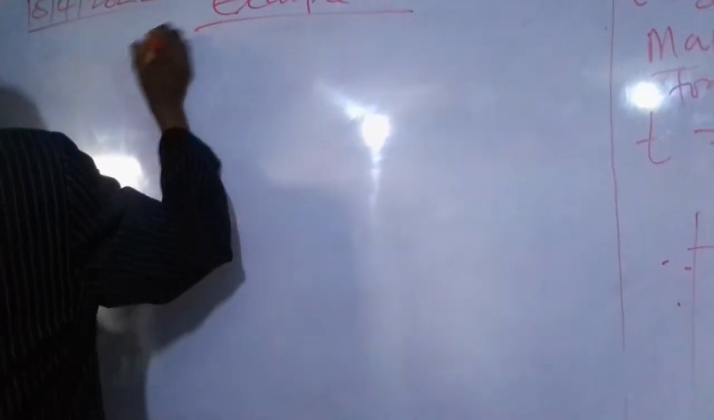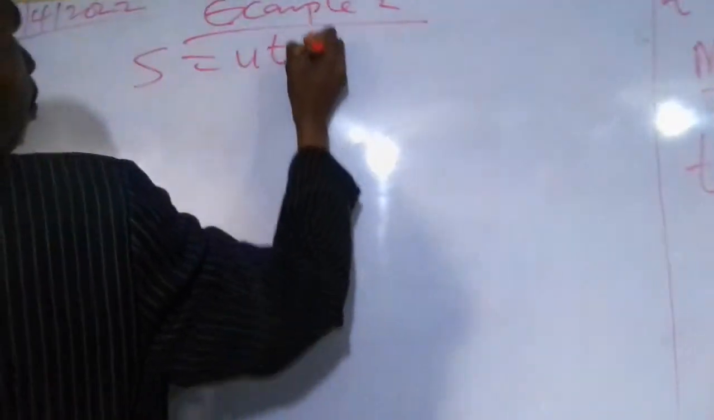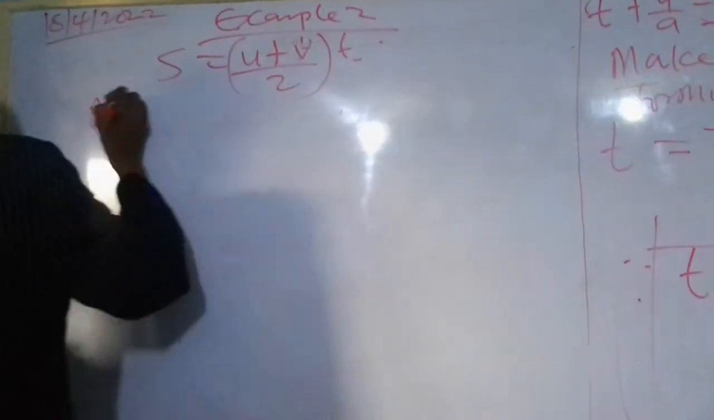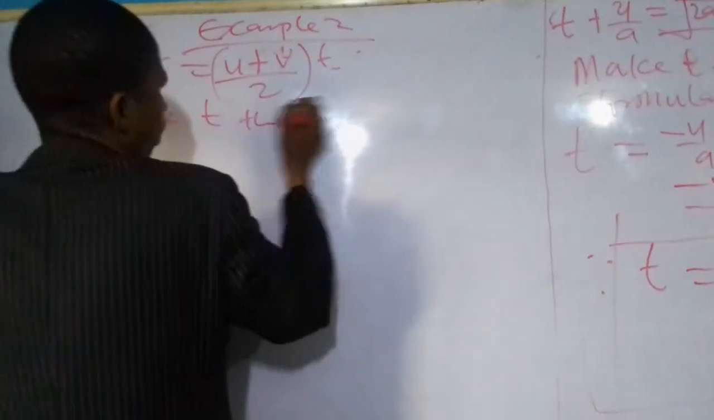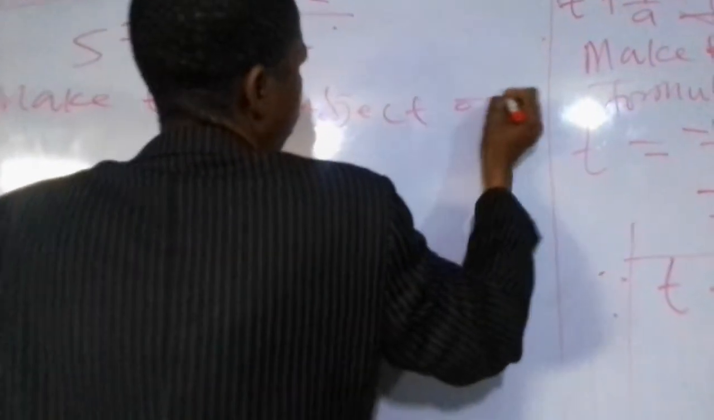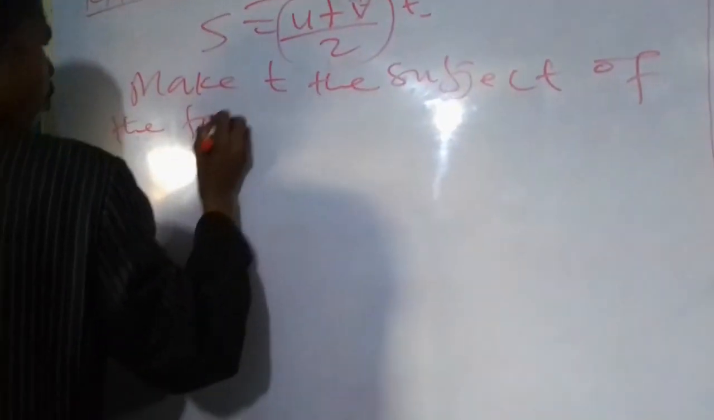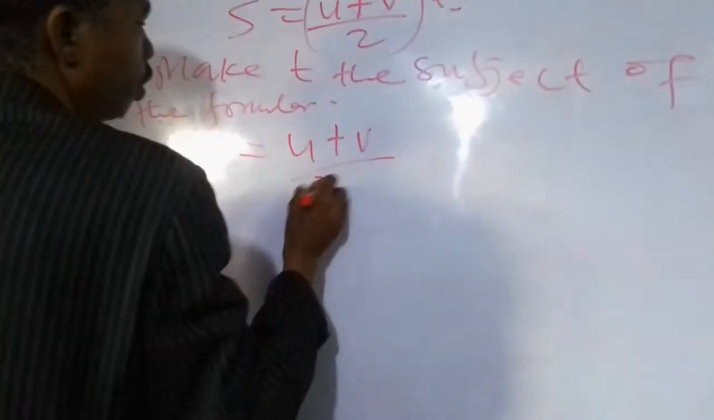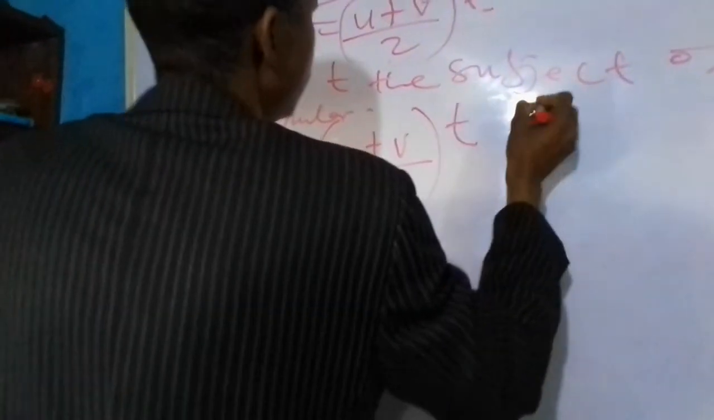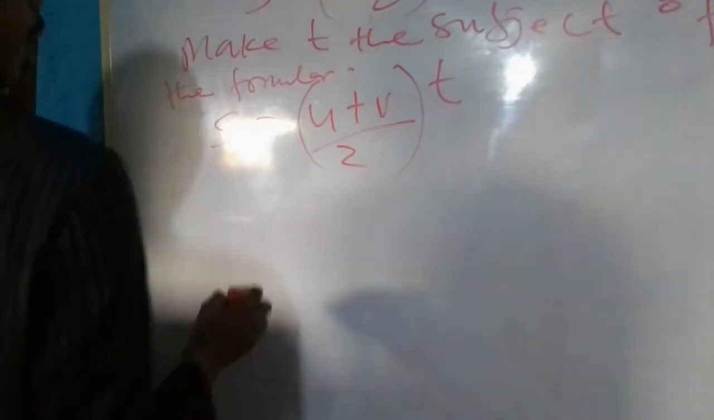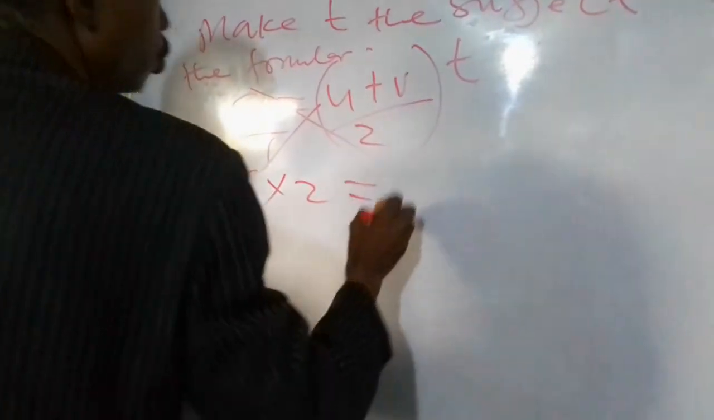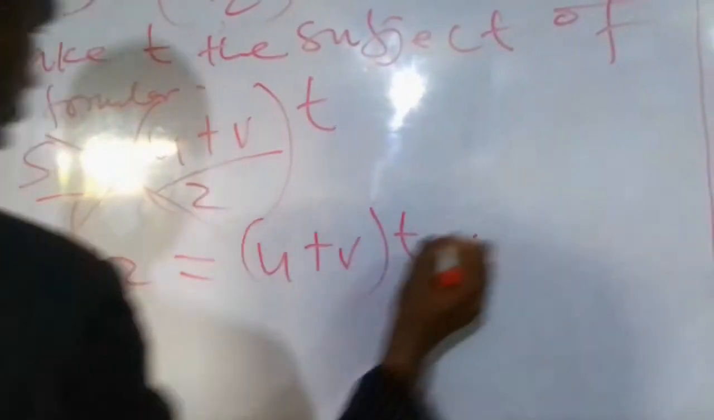We have S is equal to UT plus V, that is, S equals (U plus V) all over 2, everything in bracket T. We have to make T the subject of the formula. So S is now equal to (U plus V) all over 2 into bracket T. Then we cross multiply. We now have S times 2 is equal to (U plus V) into bracket T.